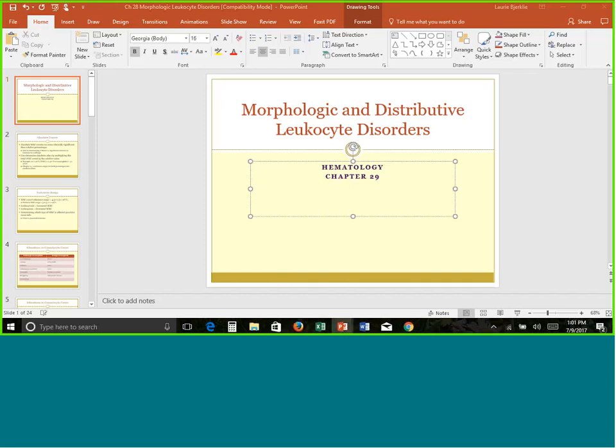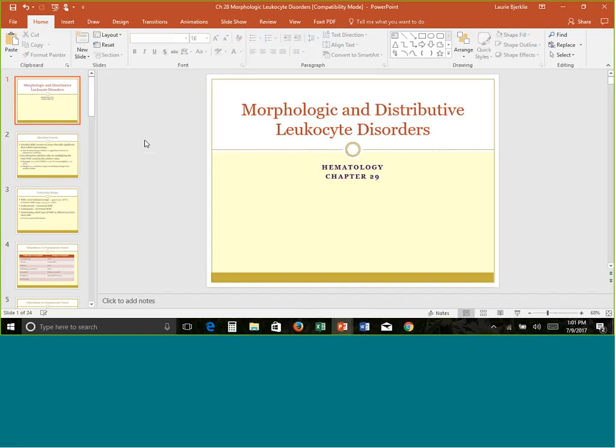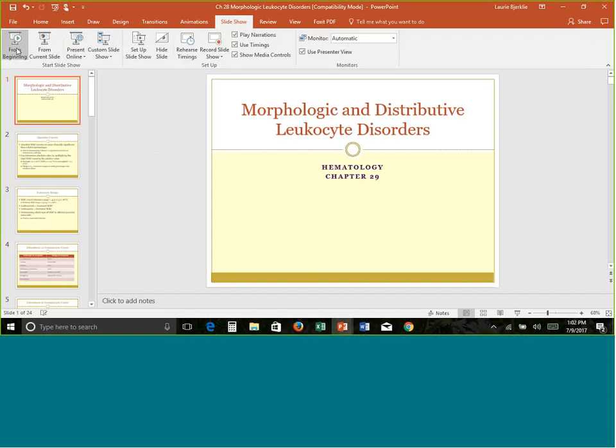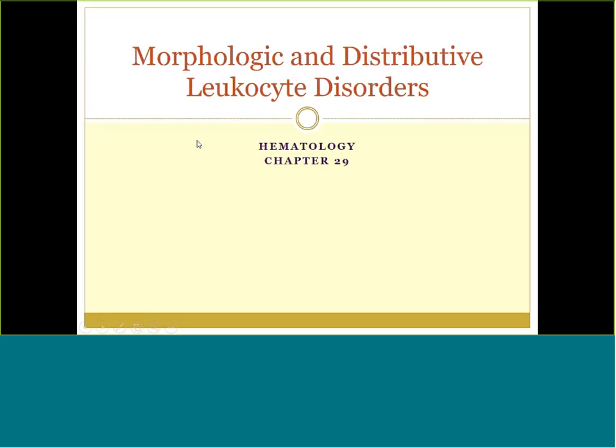All right. So there is the first one that we're going to start with. It is chapter 29 in the new edition called Morphologic and Distributive Leukocyte Disorders. It might be titled slightly different than that in the new edition, but that's overall the gist of what the chapter is on at any rate. So we will just put this in slideshow format.